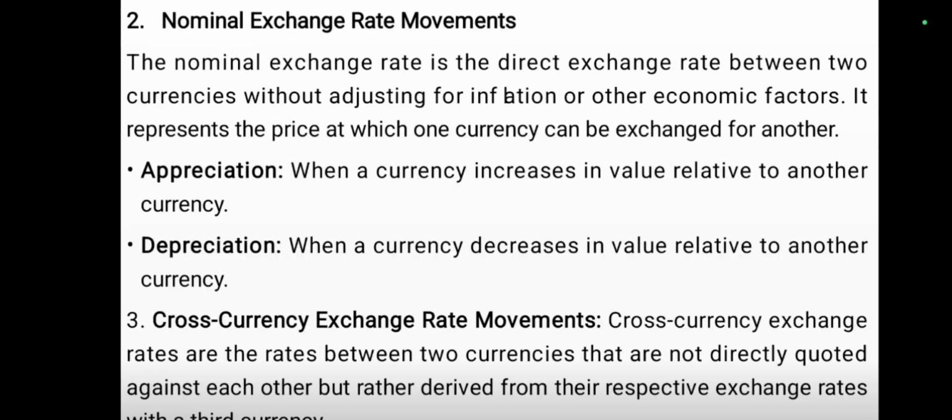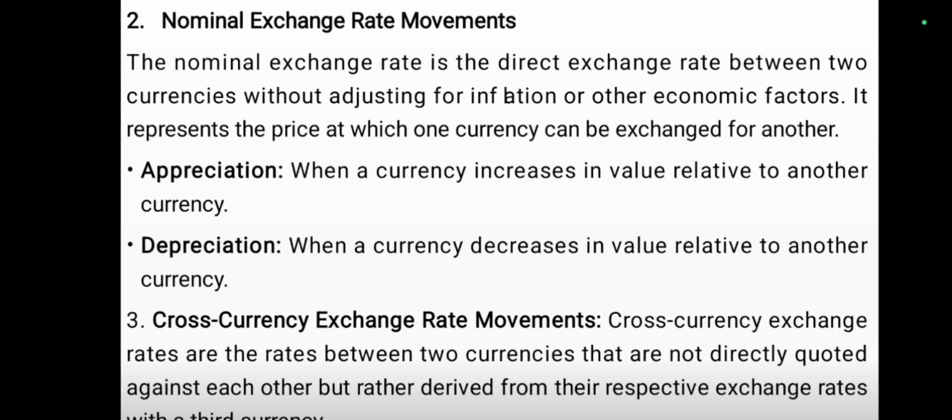Next we have nominal exchange rate movements. Nominal exchange rate movement is the direct exchange rate between two countries without adjusting for inflation or any other economic factors. Here they are not going to consider inflation or other economic factors. Only the exchange rate is considered, rather than inflation or other factors like interest rate or anything.